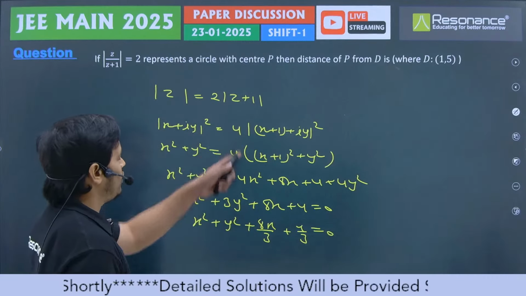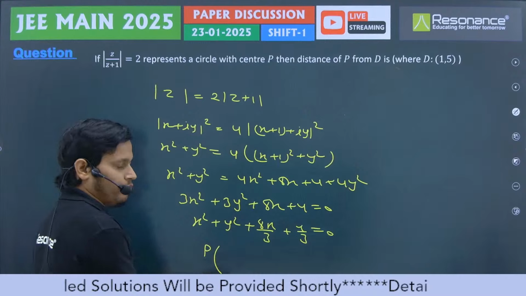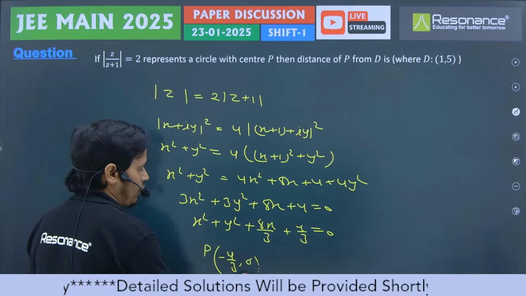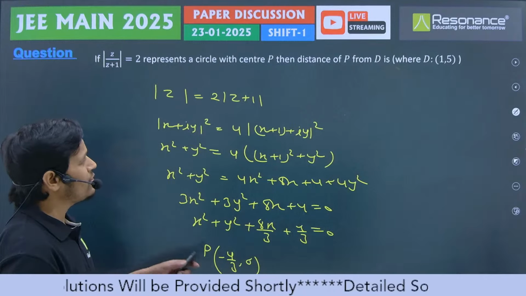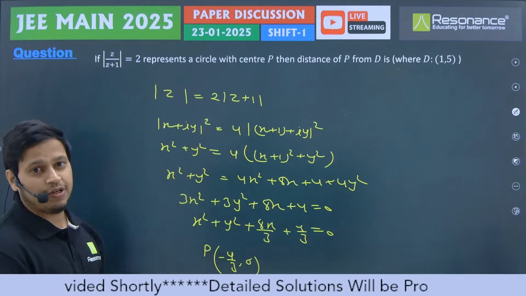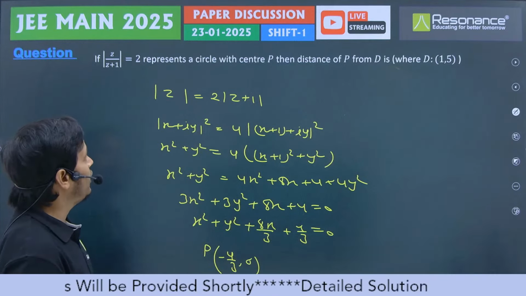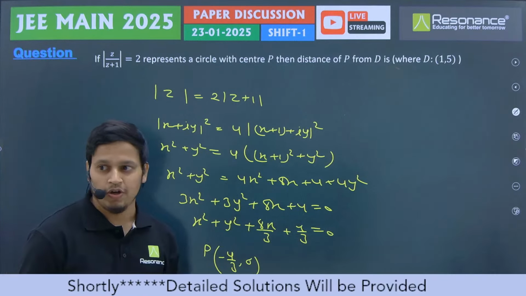So what is the center of the circle? Minus g comma minus f, that is minus 4 by 3 comma 0. So this is our P. The point D is given as 1 comma 5. Now I hope you will get the distance between P and D. That is only required. Okay.